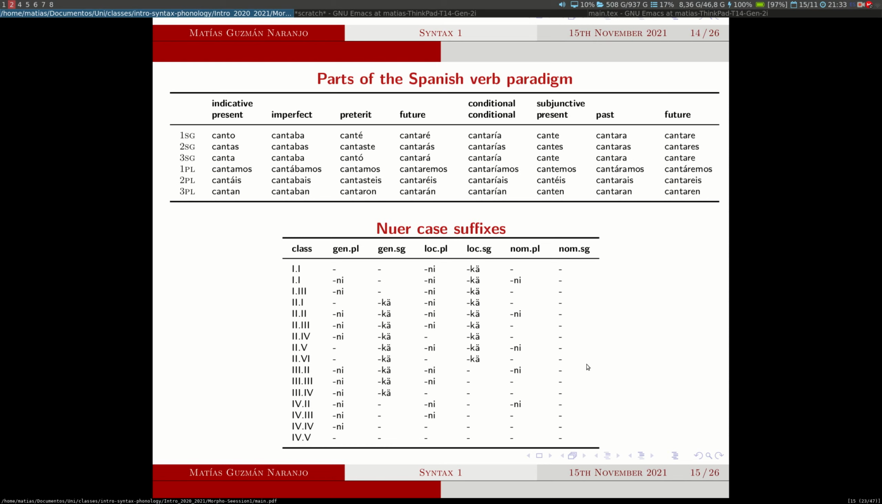So this is a very extreme case. This is work by Matthew Baerman. It's quite interesting, and it shows you the range of variation in morphological paradigms that we find in inflection, and how things can change dramatically from many different affixes, like in Spanish, to very few affixes, like in Nuer, but many classes, because there's a lot of combinations.